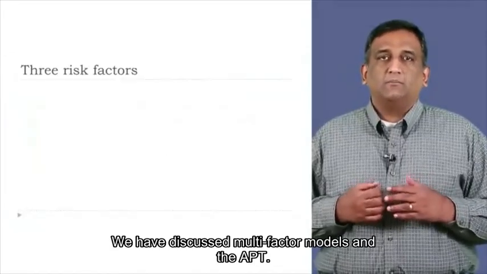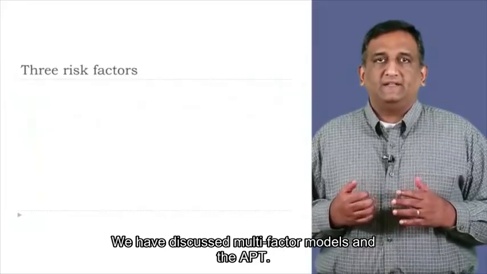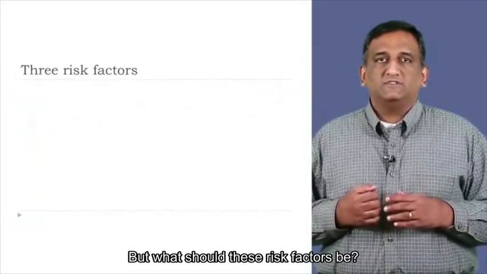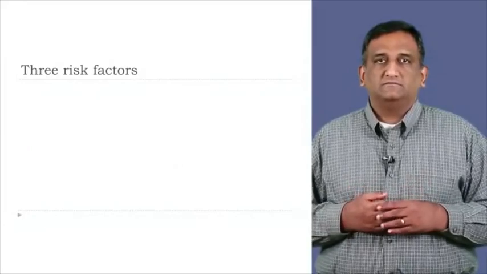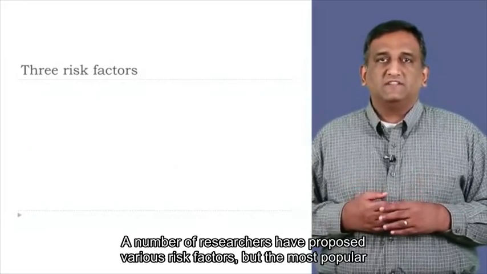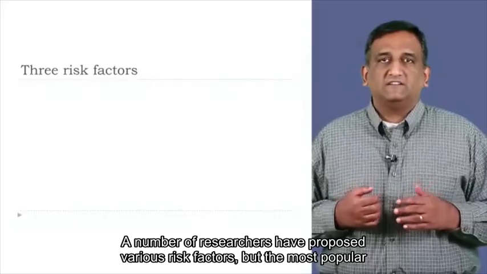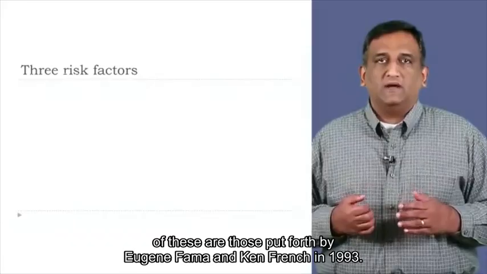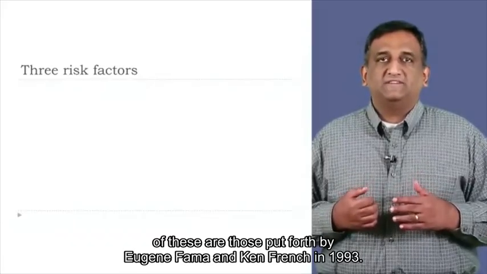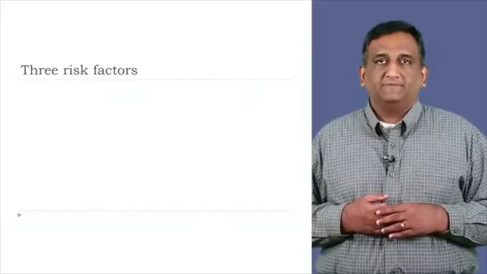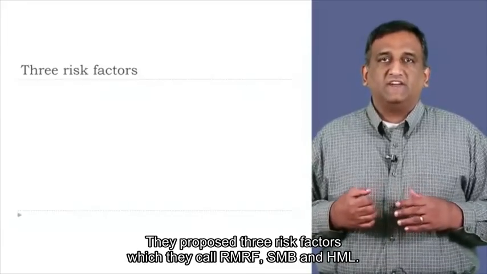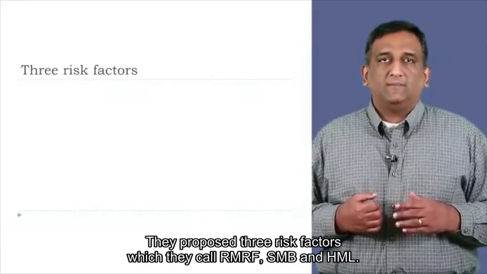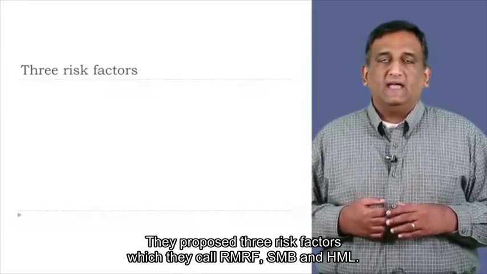We have discussed multi-factor models and the APT. But what should these risk factors be? A number of researchers have proposed various risk factors, but the most popular of these are those put forth by Eugene Fama and Ken French in 1993. They proposed 3 risk factors which they call RMRF, SMB, and HML.